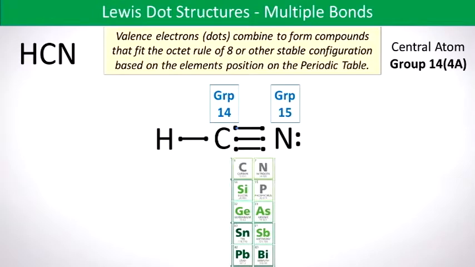When we consider Lewis structures, we note that elements in the same group, that is, the same columns, will form similar Lewis structures. We show you an example here of hydrogen cyanide and the other elements in group 14 and the elements in group 15, and they will form similar Lewis structures as those shown here.